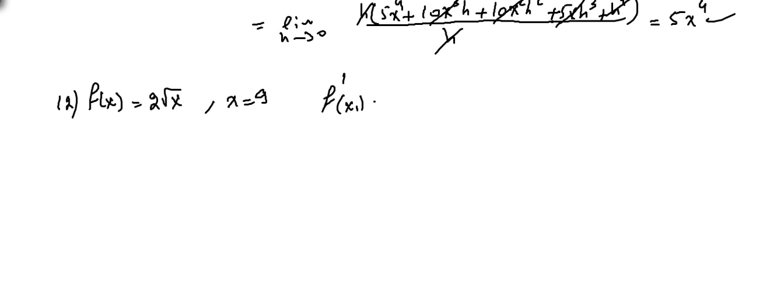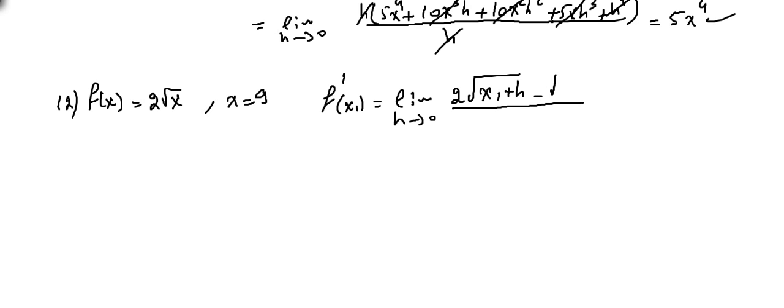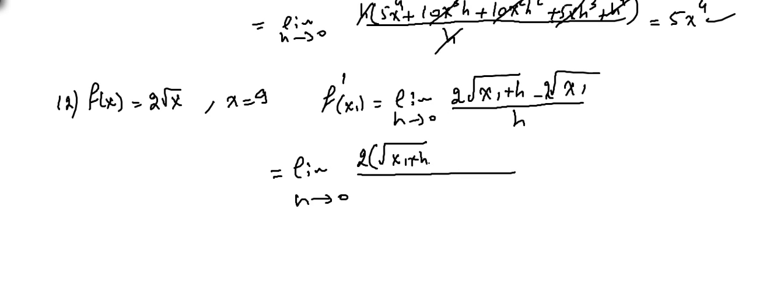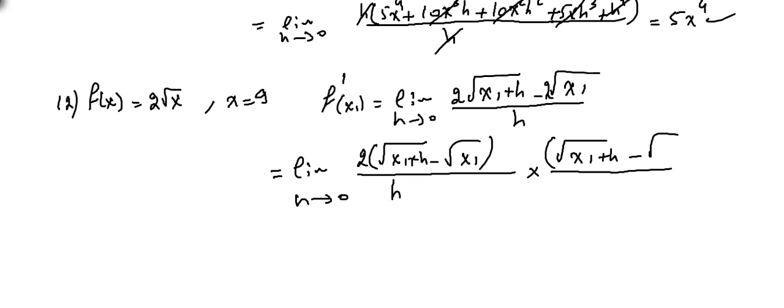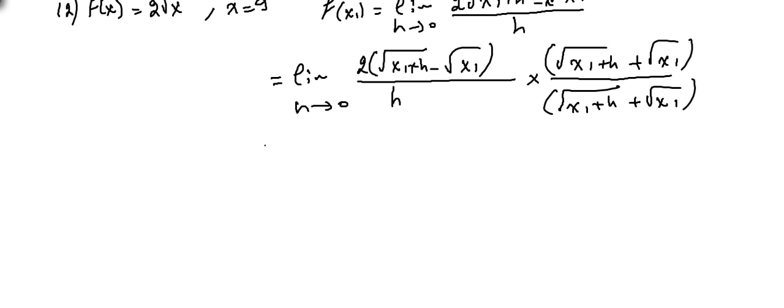F prime at x1 equals the limit as h tends to 0 of, let me put it directly, 2 times radical x1 plus h minus radical x1 over h, right? Let me take 2 as a common factor outside. If you remember, we multiply by the conjugate of the numerator. We rationalize the numerator by multiplying by this, and we do the same thing in the denominator in order not to change the fraction. When we multiply numerator and denominator by the same number, we get the same answer, because we're multiplying by 1.